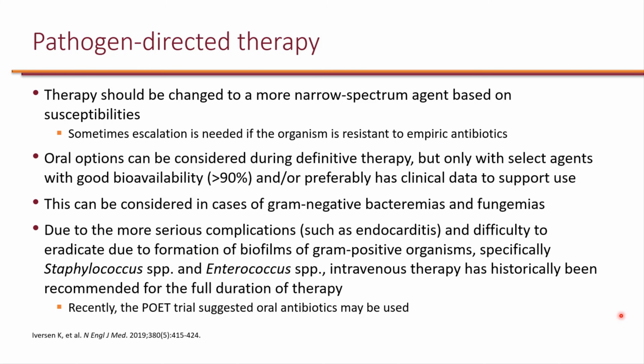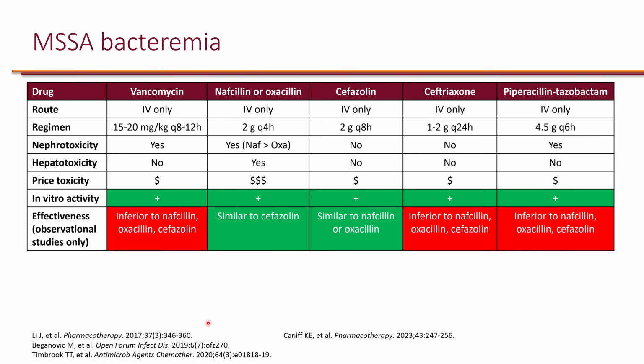With gram-positive bacteria, because of the more serious complications such as endocarditis and difficulty to eradicate due to formation of biofilm of gram-positive organisms, especially with Staphylococcus and Enterococcus species, IV antibiotics have historically been recommended for the entire duration of therapy. However, recent clinical trials such as the POET trial that included patients with endocarditis suggest that oral antibiotics may be used for gram-positive bacteremia as well.